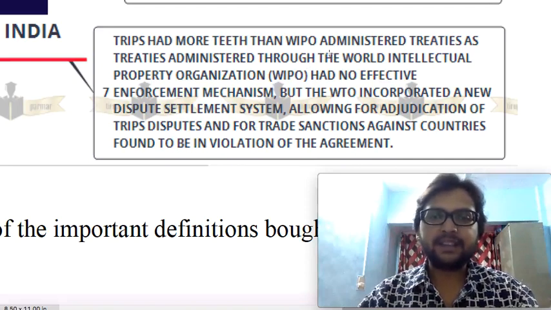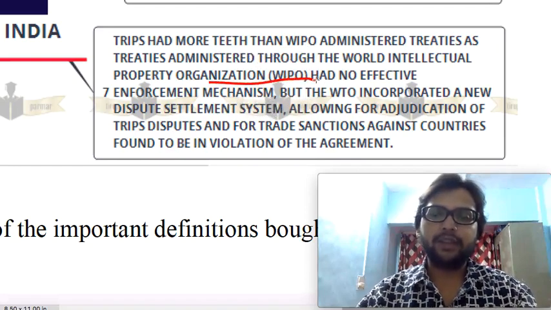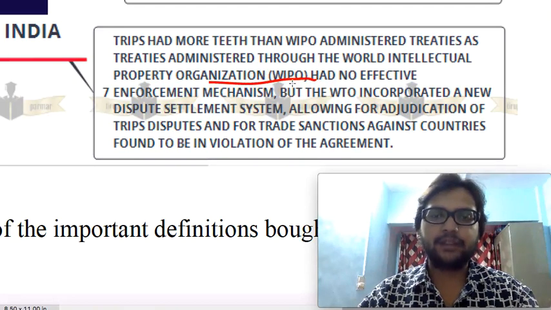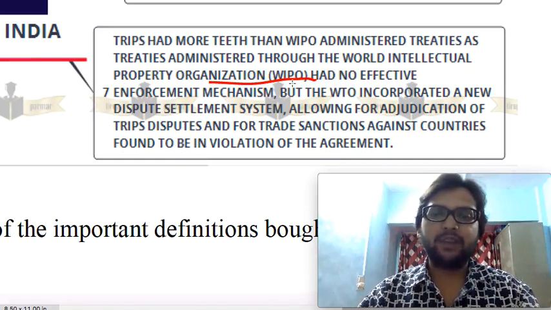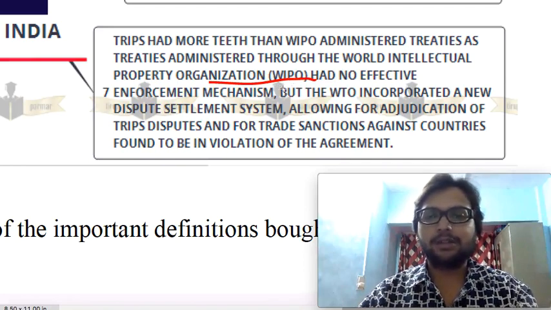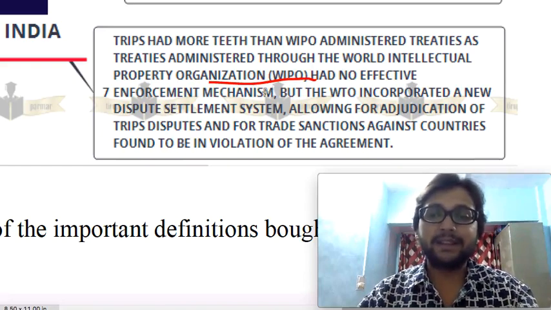Now, as you can see, treaties administered through WIPO had no effective enforcement mechanism. So basically, before the WTO, there was also one organization which looked after intellectual property, and that organization is called WIPO. But the rules and regulations made under WIPO were not so strict that countries should follow them. So many times countries take it as voluntary, they don't take it seriously, in short.